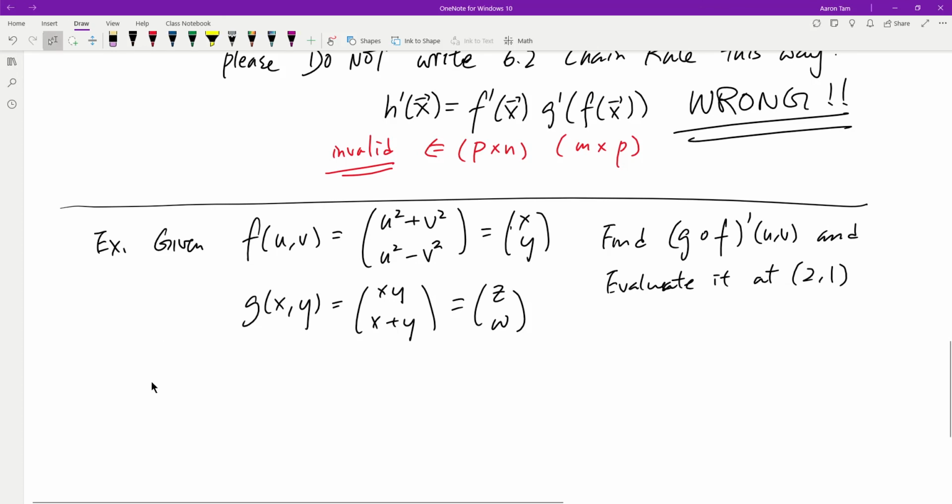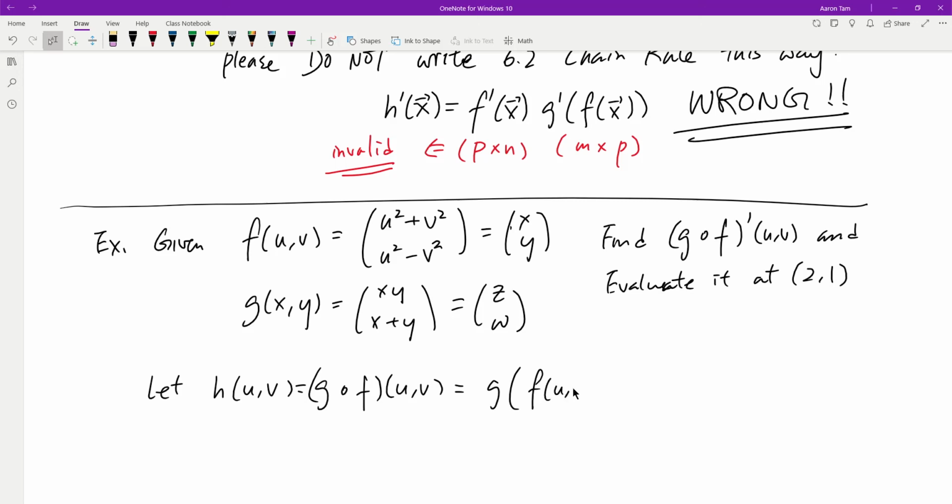So we can definitely define h of uv to be equal to g composition f of uv, which basically means g of f of uv. Now, here's something important that I want to make sure you understand. What is the output of h then? Well, the output of h gives me zw, because the output of h matches the output of g, and the input of h matches the input of f, while the output of f and the input of g are what's happening in the middle.